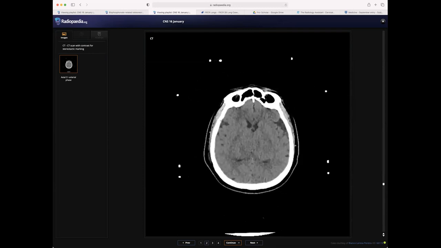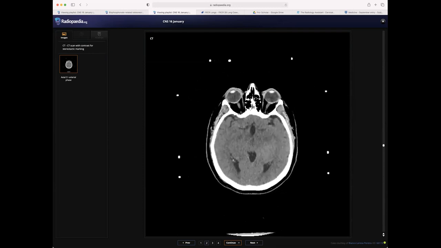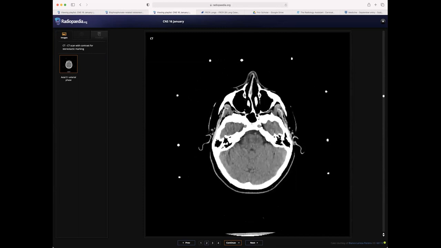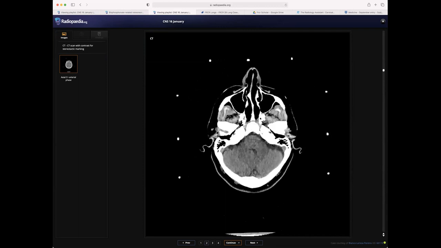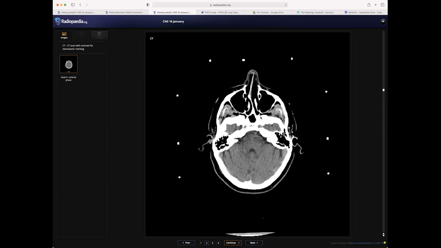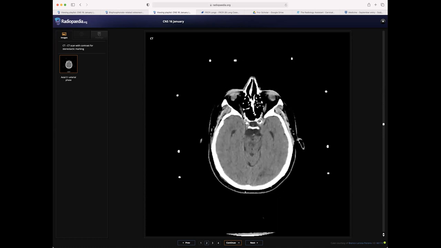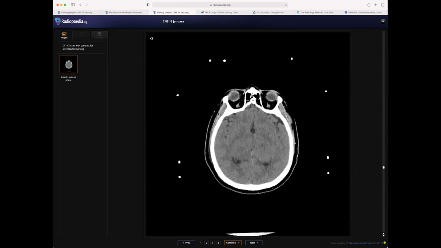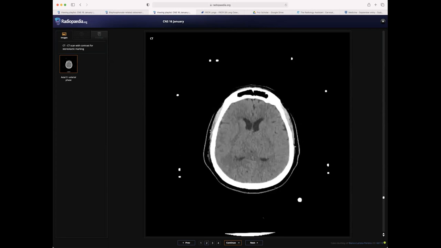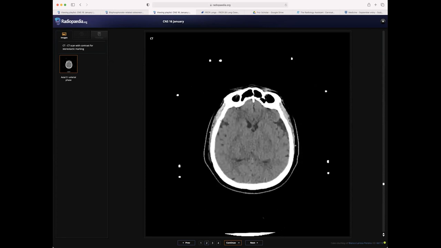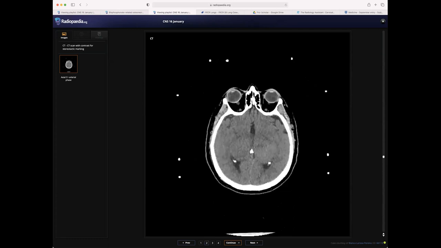There are hypodensities within the brainstem in the region of the pons. Otherwise, the rest of the posterior fossa is normal. The ventricles appear to be mildly dilated. I cannot see any definite hypodensity within the supratentorial region. The sylvian fissures are symmetrical.